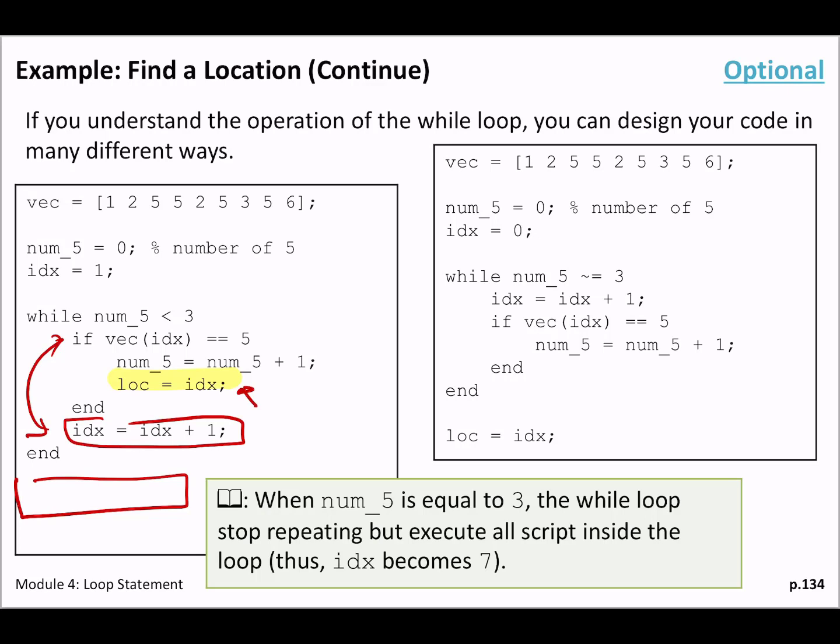It's just a skill to avoid mistakes. Also, in this example you don't need to design the condition statement like this. You can just design the condition statement like this. It's basically the same. So num5 becomes 3. This one is false. This one is false as well, right?